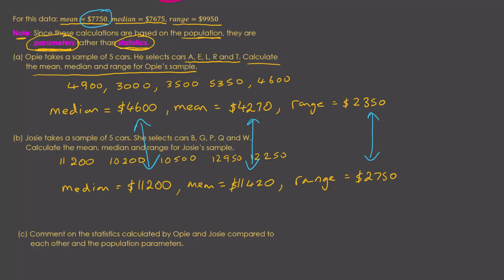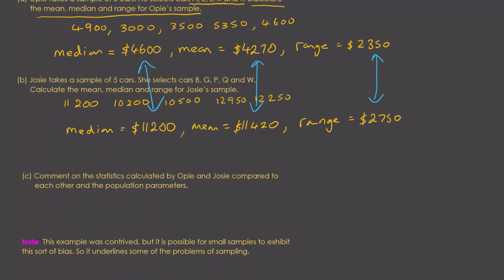If we look at the mean and the median, then Opie's values are far less than those population parameters. Josie's are far more. And if we look at the range for both Opie and Josie, the range is much smaller than the population parameter.